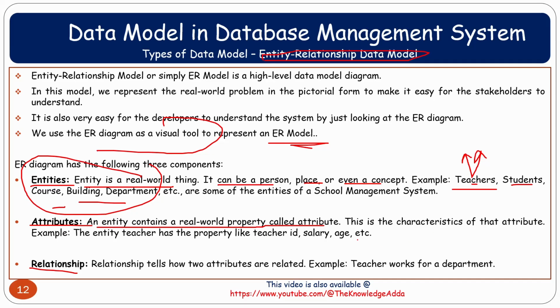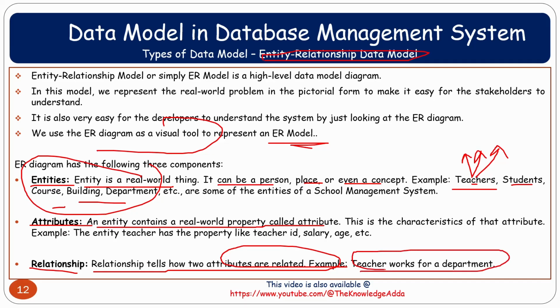Okay, so this will have a salary. So this is an example of attributes, or properties of that particular thing. Now relationship: a relationship tells how two entities are related to each other, meaning a teacher works for a department, so there is a relation.